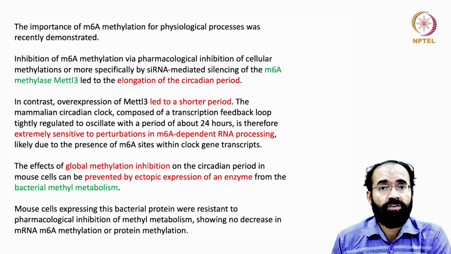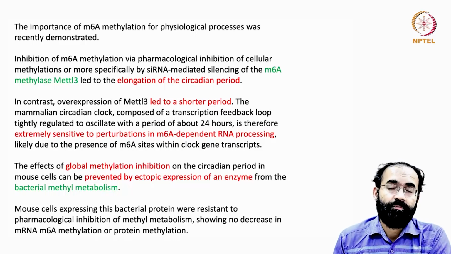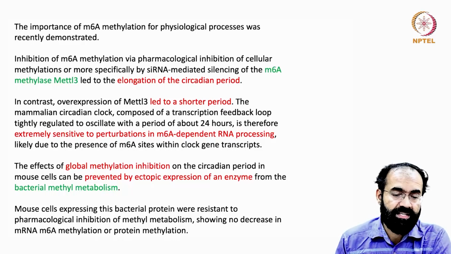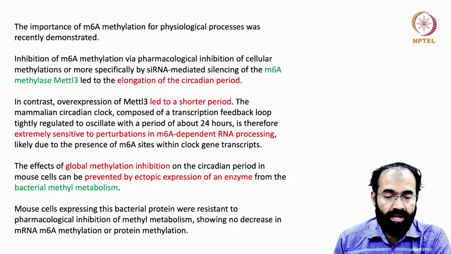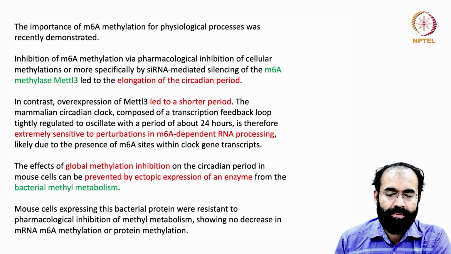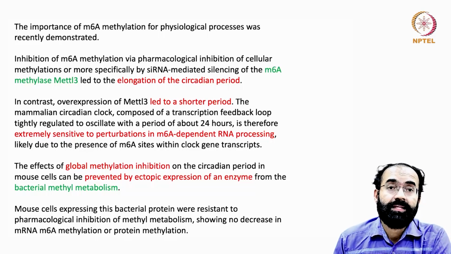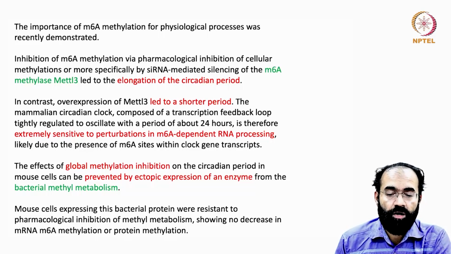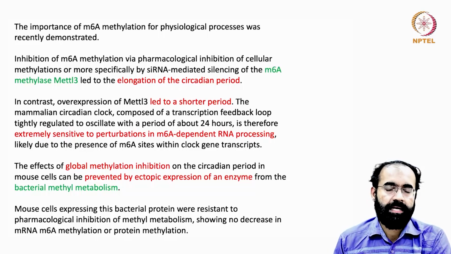So the importance of M6A methylation for various physiological processes has very recently been characterized and demonstrated. The inhibition of M6A methylation, via pharmacological inhibition of cellular methylations, or more specifically by siRNA-mediated silencing of M6A methylases such as METTL3, has led to the elongation of the circadian period. That is another implication. We know what the circadian period is like.